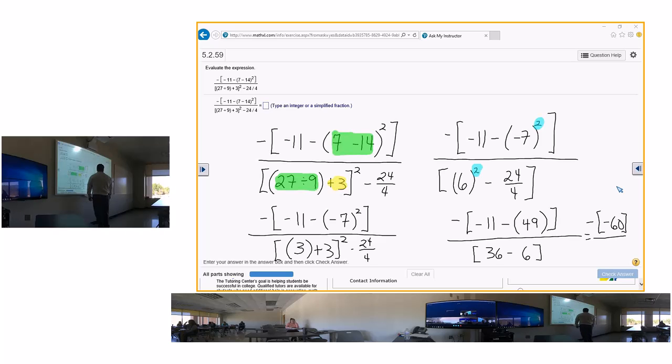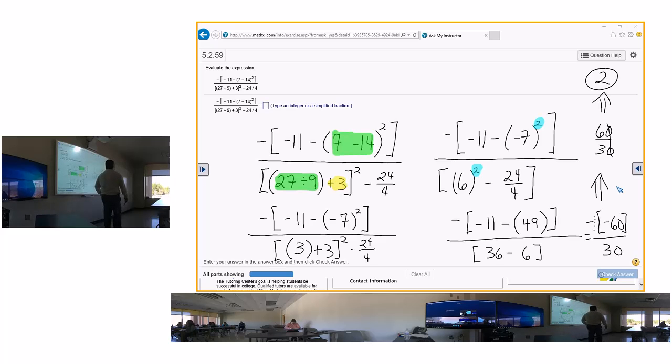36 minus 6 is what? 30. And what is negative 1 times negative 60? 60 over 30. And those cancel. And what's 6 divided by 3? 2. That should be your answer.